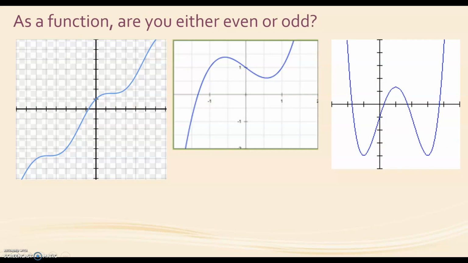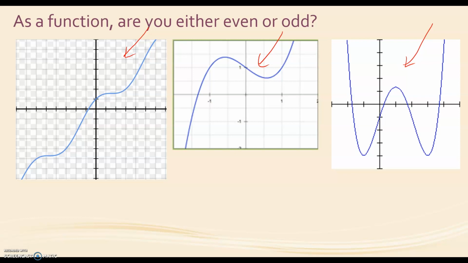So does that mean as a graph, you're either even or odd? Like you have no other choices? Well, let's take a look at these three graphs right here. Now, this particular graph, is it symmetrical about the y-axis? I think it's safe to say it's not. Is this one symmetrical about the y-axis? How about this one? So we can clearly say these three graphs are not even.